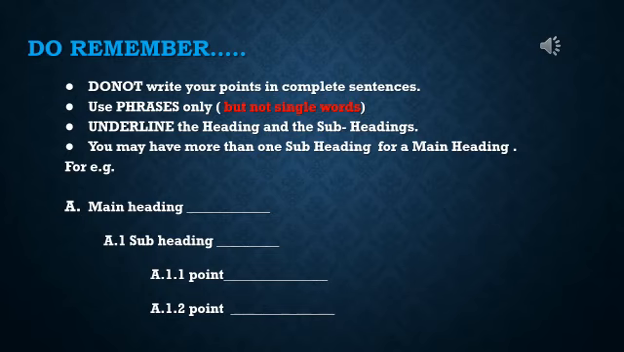For example, as it is given below, A is your main heading, A.1 is your subheading. Under your A.1 subheading, you may have a number of points. Number them as A1.1, A1.2, A1.3, and so on.